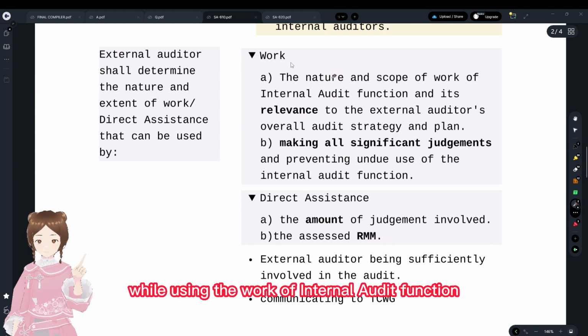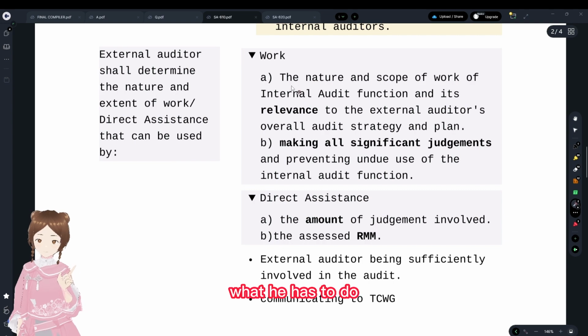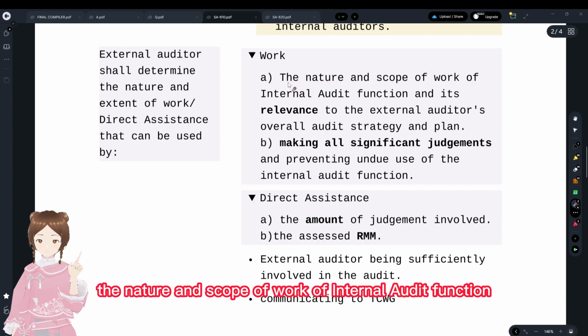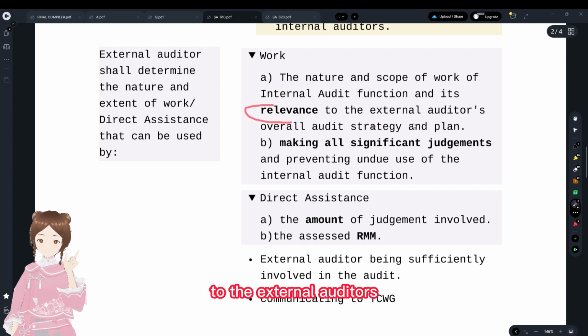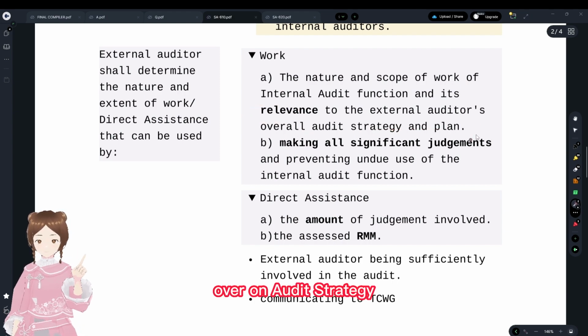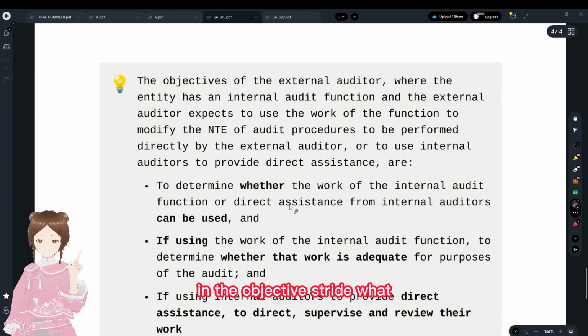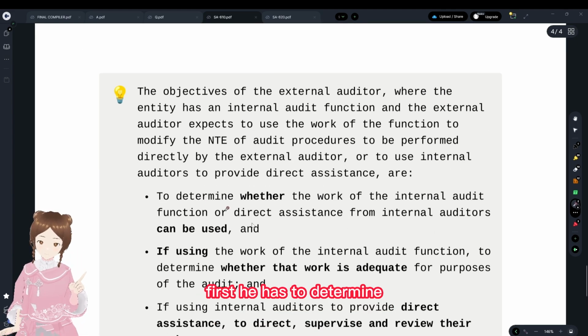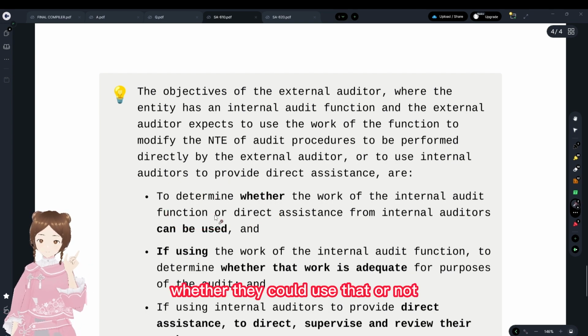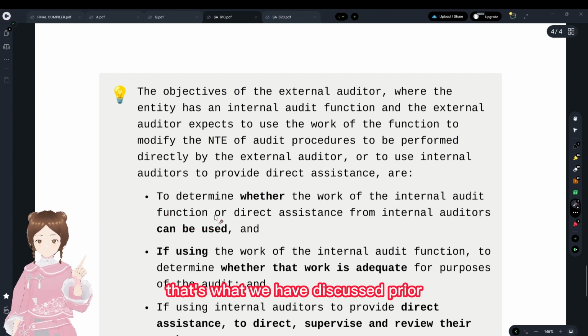While using the work of the internal audit function, what does he have to do? He has to consider the nature and scope of work of the internal audit function and its relevance to the external auditor's overall audit strategy and plan. That's again what we have seen in the objectives, right? First, he has to determine whether they could use it or not. That's what we have discussed prior.